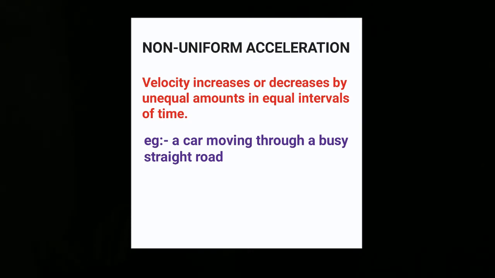If the velocity of an object changes at a non-uniform rate, then the object is said to be in non-uniform acceleration. If a car traveling along a straight road increases its speed by unequal amounts in equal intervals of time, then the car is said to be moving with non-uniform acceleration.